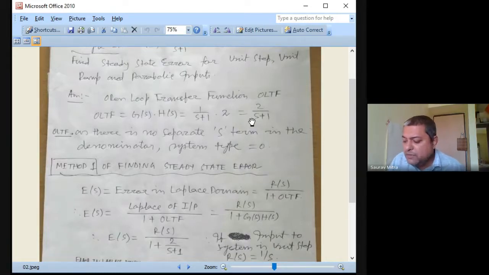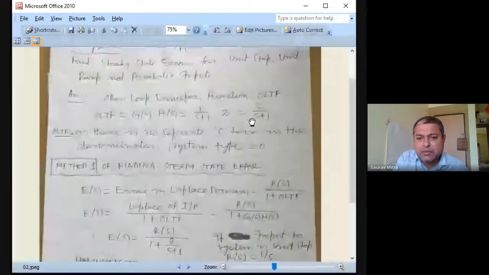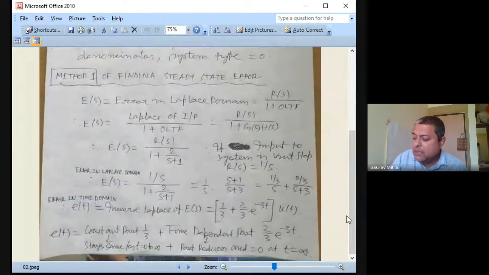So first thing is define type 0, type 1, type 2. Type 0 is 2 divided by s plus 1. This handwritten material I have also uploaded, so you can check that. Type 1 is G(s)H(s) equal to 2 divided by s into s plus 1, and type 2 is G(s)H(s) equal to 2 divided by s square into s plus 1. So this is what I have defined. This is the first job, define type 0, type 1, type 2 system.